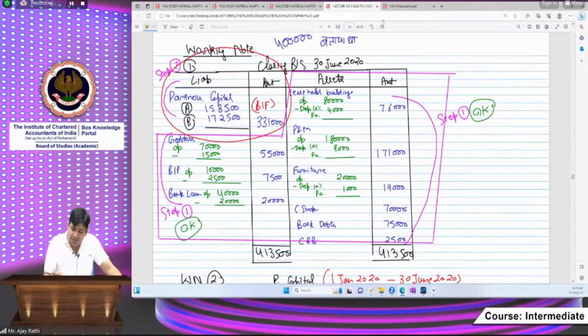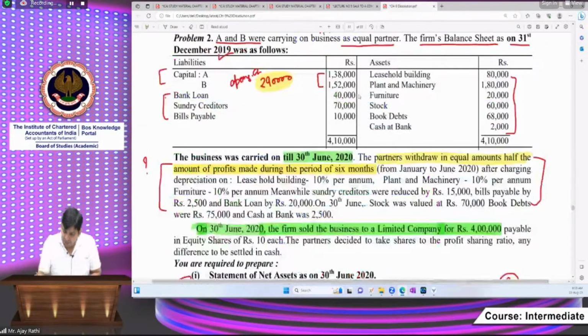Please see whatever I am highlighting here. The question is saying partners withdrew in equal amount half of the amount of profit earned during 6 months from January 2020 after charging depreciation. It means fixed assets. If we reduce the depreciation of fixed assets, we shall be finding the depreciated balance, that is the value of assets after 6 months.